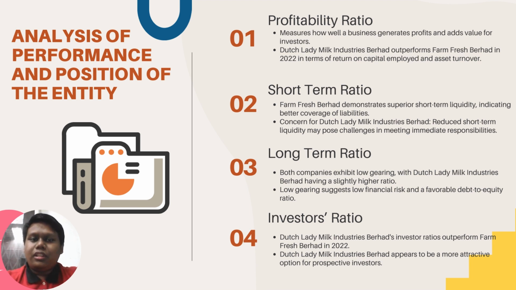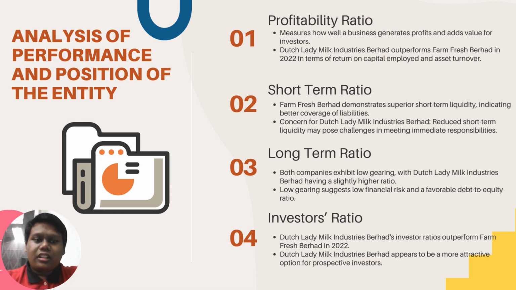Secondly is the short-term liquidity ratio, which assesses the ability to meet immediate obligations. Our evaluation of the current ratio and quick ratio reveals that Farm Fresh Berhad exhibits superior short-term liquidity. However, a concern arises for Dutch Lady Milk Industry Berhad, as a reduced short-term liquidity ratio may pose challenges in meeting immediate responsibilities. The long-term liquidity ratio assesses the financial structure of the companies. We calculated the gearing ratio and both companies show low gearing, with Dutch Lady Milk Industry Berhad having a slightly higher ratio. This suggests a low financial risk and a favorable debt to equity ratio for both companies.